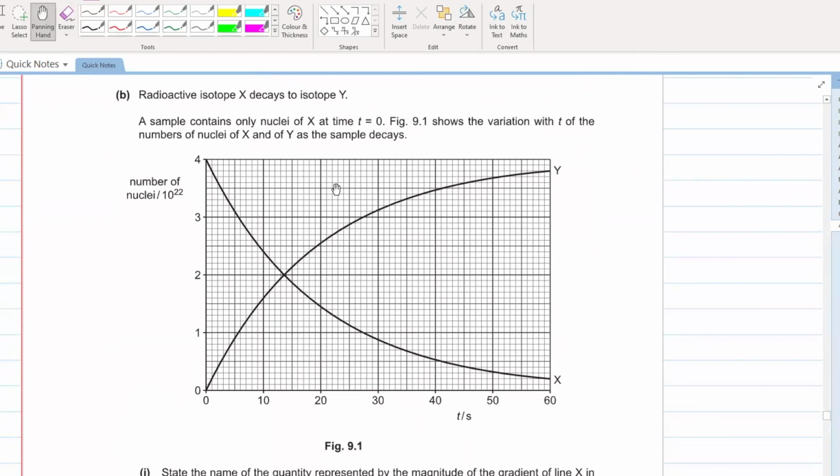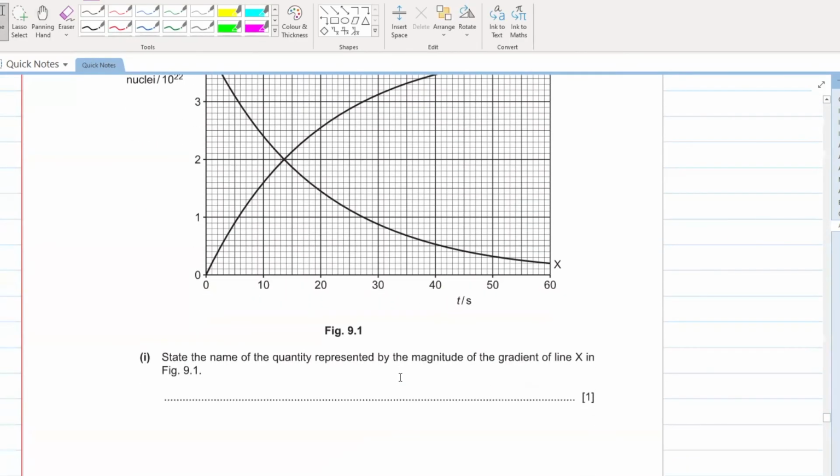Radioactive isotope X decays to isotope Y. A sample contains only nuclei of X at time t equals 0. Figure 9.1 shows the variation with time t of the number of nuclei of X and of Y as the sample decays. Initially, at time t equals 0, you have only X nuclei. State the name of the quantity represented by the magnitude of the gradient of line X in figure 9.1.